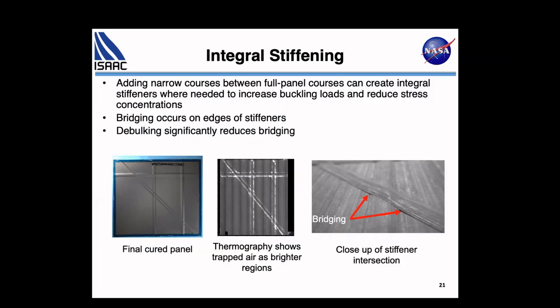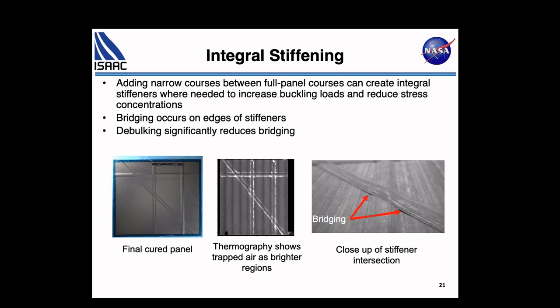Another aspect is integral stiffening. What you see here is placing straight fibers, but if you build them up by only placing, say, 1/2 inch wide, 2 tows at a time, you can actually build up a stiffener.